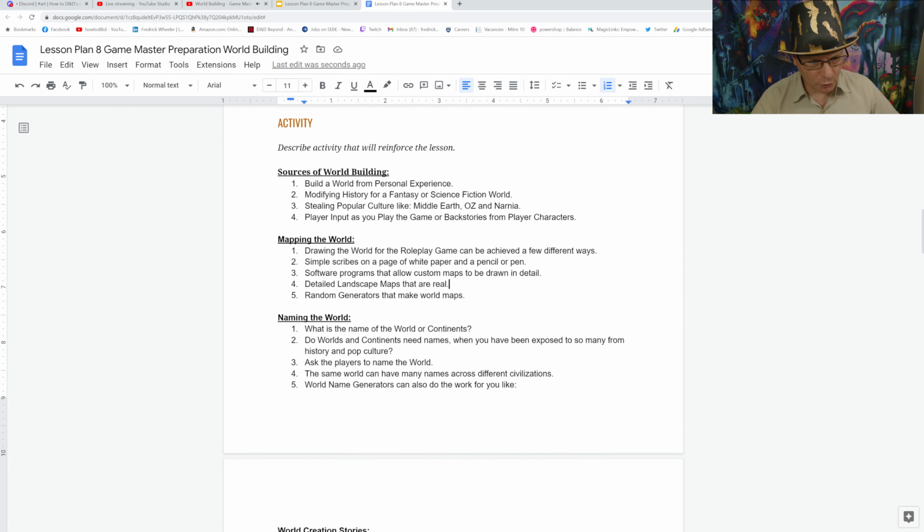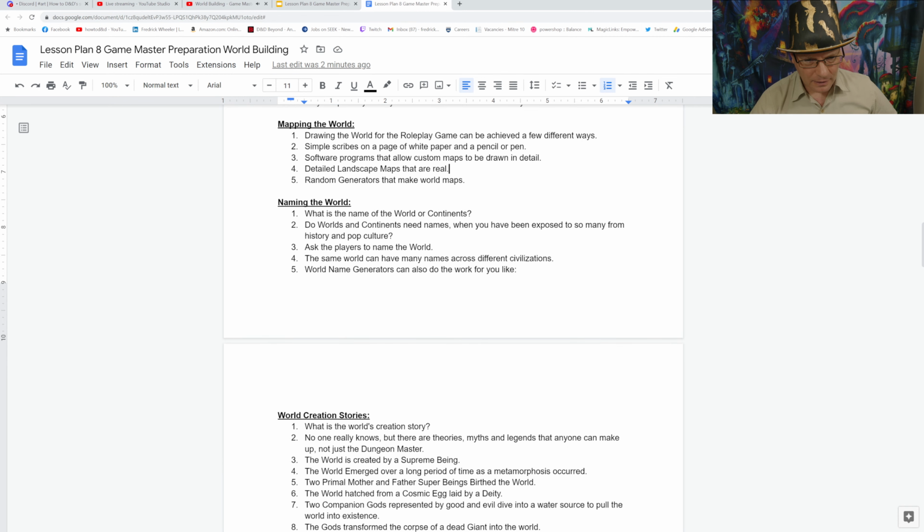Name your world. What is the name of the world or continents? Do the worlds and continents need names, when you have been exposed to so many from history and pop culture? Yeah, that's a good question. Ask the players to name the world. The same world can have many names across different civilizations. World name generators can also do the work for you. So I was probably going to put world name generators in here. It's probably a resource that I will find. Let's just go back.